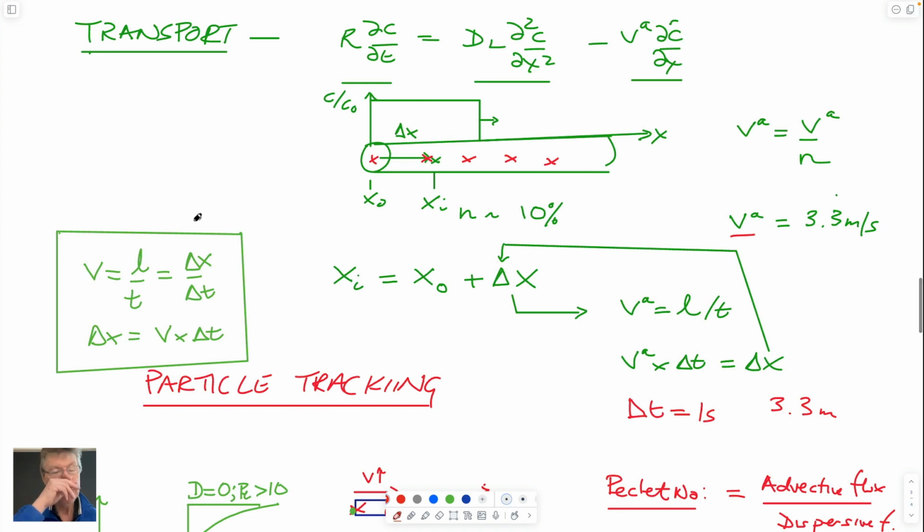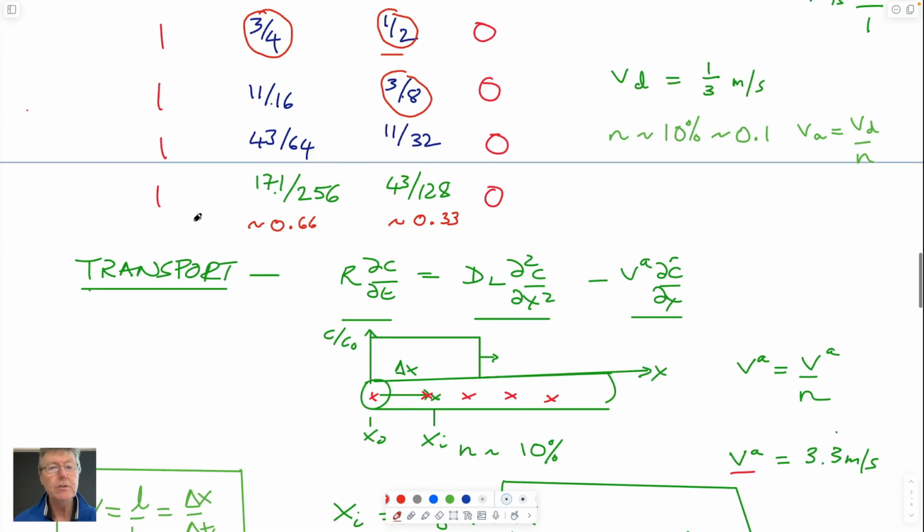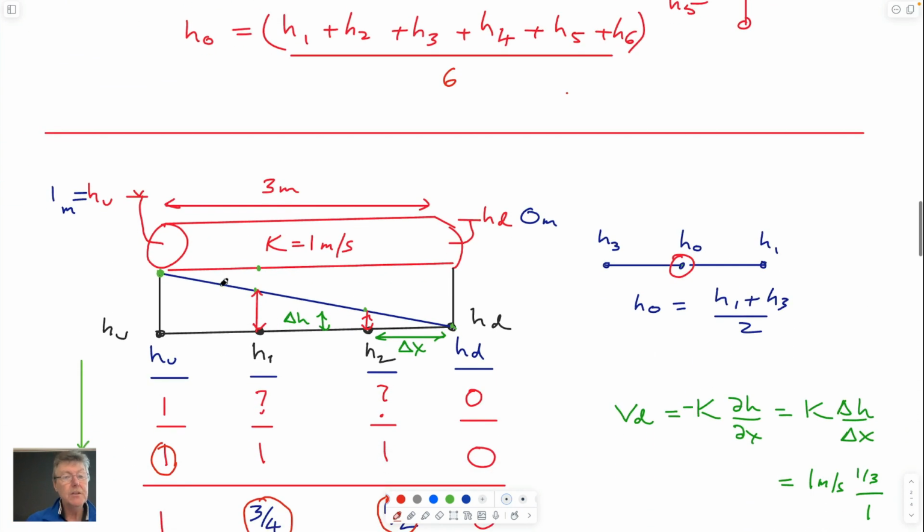So now we have the distributions of heads in this system. And the distribution of head would look like this, right? The head is equal to 1 upstream. It's equal to 0 downstream. If it's Darcy's law, it's linear between those points. So this is 0.66 and this is 0.33. So we have the gradient along the length.